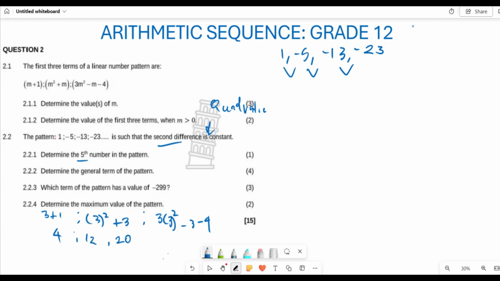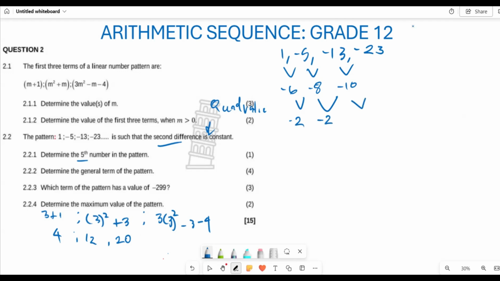For example, if you say -5 subtract 1, it's going to be -6. And then -13 subtract -5 is the same as -8. And then -23 subtract -13, you are going to have -10. So if this is -10, then the difference here is going to be: -8 subtract -6 is -2. Even here it's going to be -2.